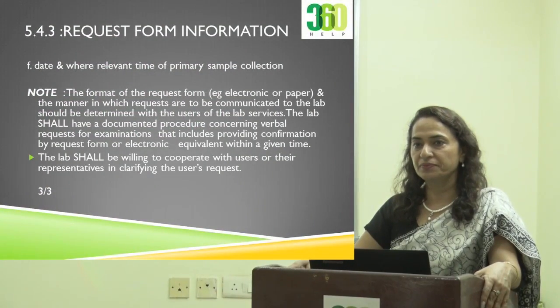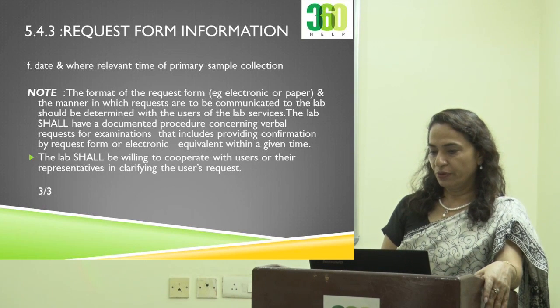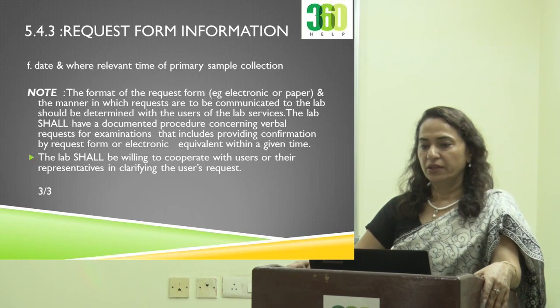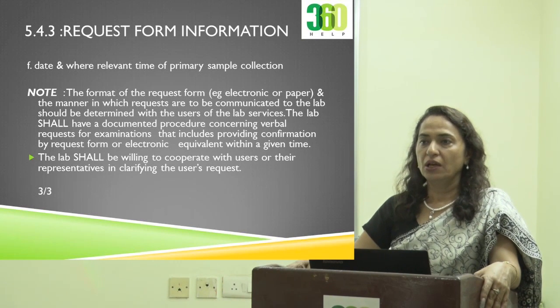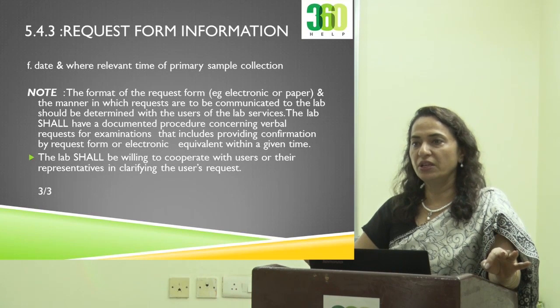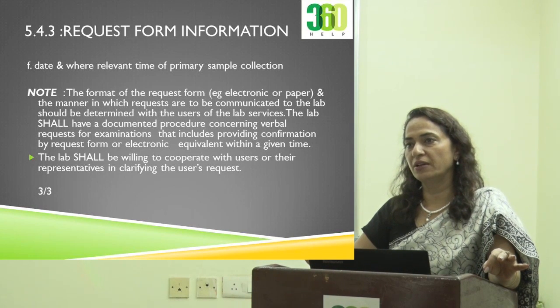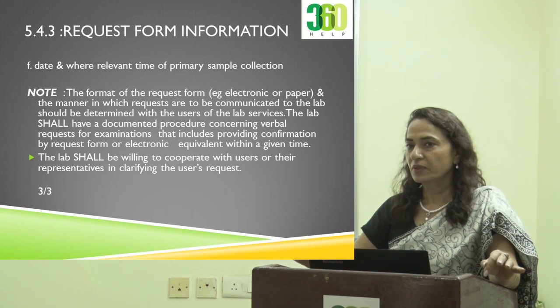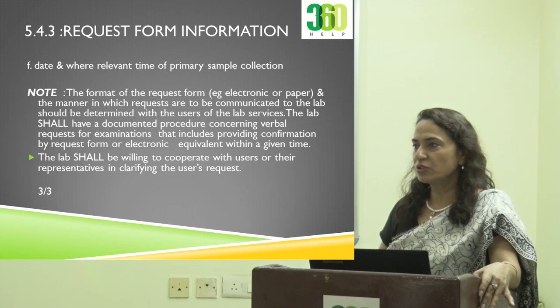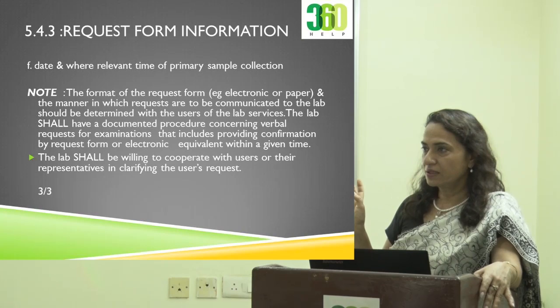On TRF, whatever I have told you, other than that, date and where relevant, time of primary sample collection. There are 3 signatures or 3 identifications which should come on TRF. First is the person who has taken the sample. Second is the person who has received the sample. Third is who has processed the sample. That will not come on TRF, but these are the 3 people which should be identifiable. And then comes the authorized signatory, of course.